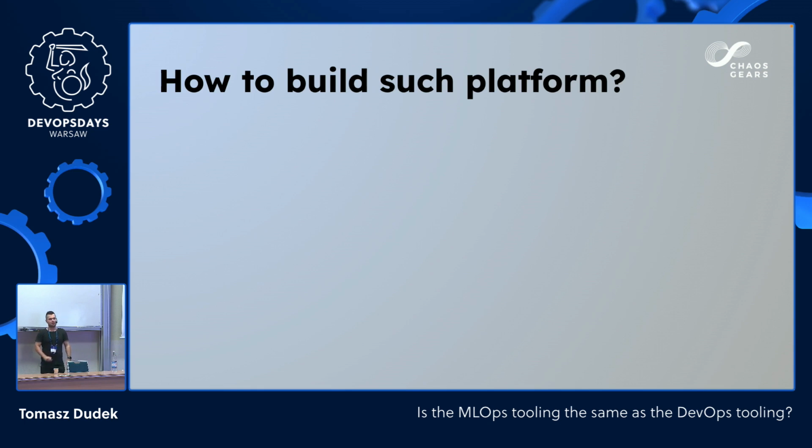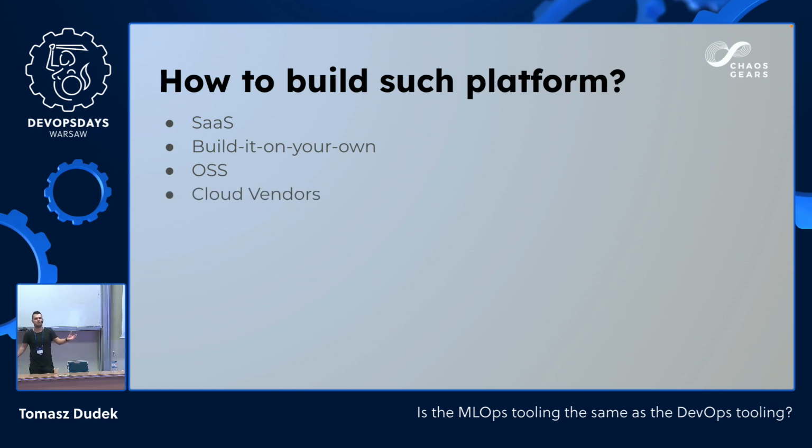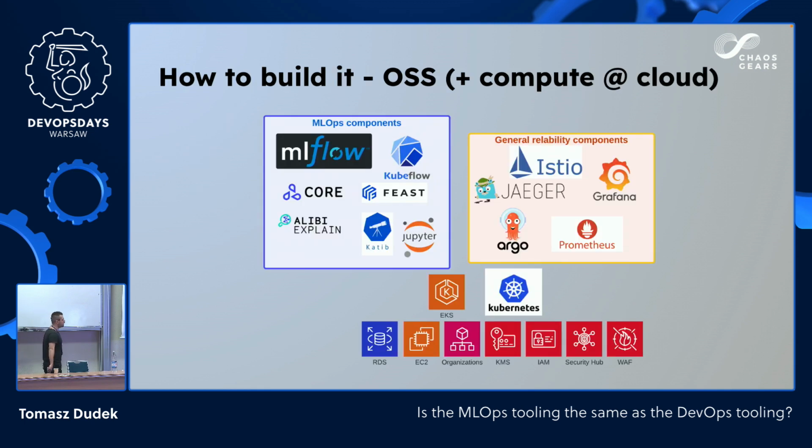How do we build such platform? There are 4 options. Well, you can use a software as a service provider. So there are a lot of products in that area that have some of those components that I've listed. You can build it on your own, which I highly discourage, but it's always an option for some companies. You can use open source software, and you can use cloud vendors, because there are various cloud platforms such as AWS and SageMaker, Google Cloud Platforms and Vertex AI, and so on.